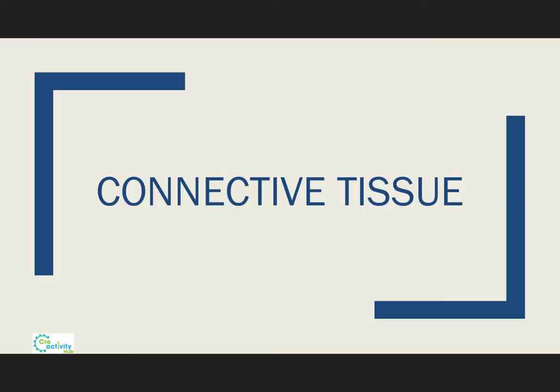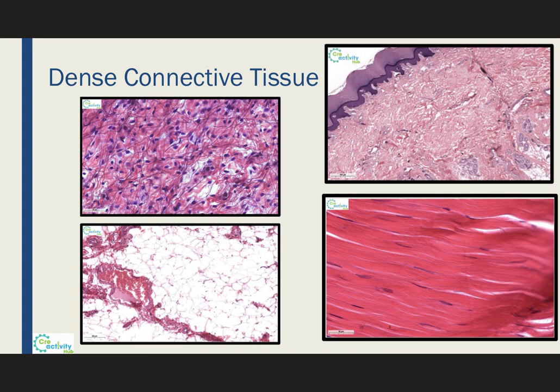And that was it for the nervous tissue. Now we're going to be covering the connective tissue. The connective tissue is located right below the epithelial tissue and the basement membrane. There are 2 main types of connective tissue: the dense and the loose.